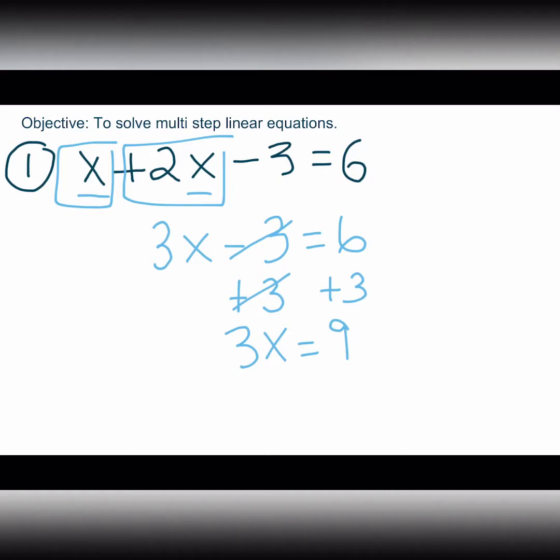Now the last step is 3x is 3 times x, so to undo multiplication, we divide by 3. So our final answer is 9 divided by 3 is 3.